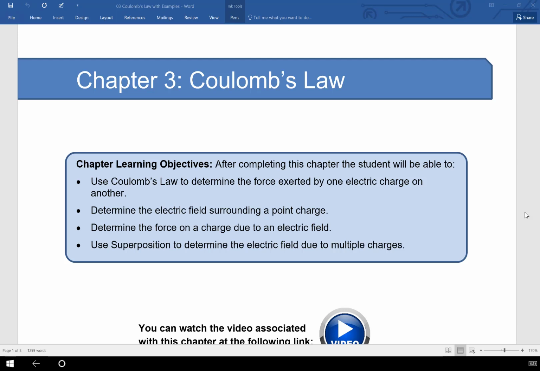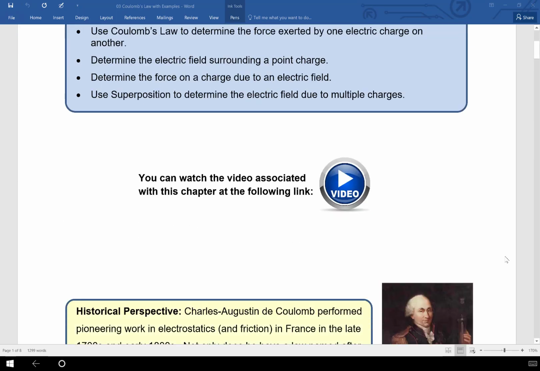that are nearby. So we're going to use Coulomb's Law to first of all determine the force exerted by one electric charge on another, determine the electric field surrounding a point charge, determine the force on a charge due to an electric field, and use superposition to determine the electric field due to multiple charges.